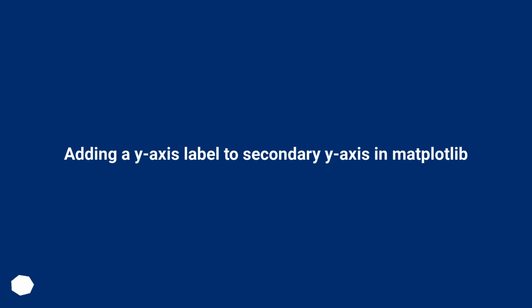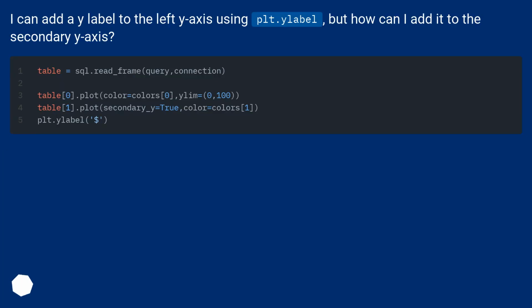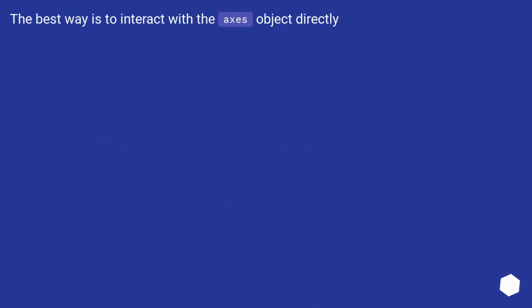Adding a y-axis label to secondary y-axis in matplotlib. I can add a y label to the left y-axis using plt.ylabel, but how can I add it to the secondary y-axis? The best way is to interact with the axis object directly.